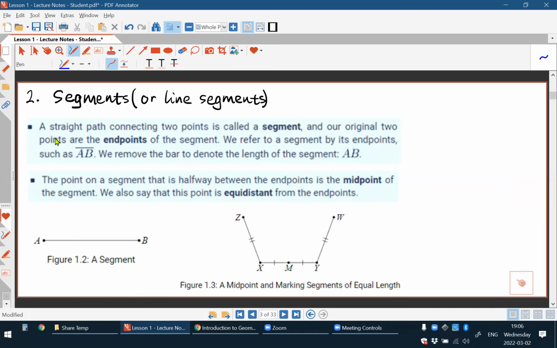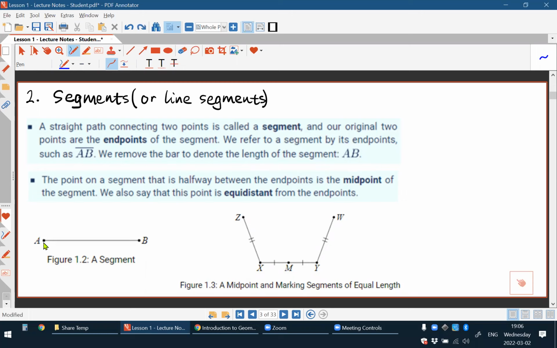Next is the segments, or sometimes they are also called line segments. Okay, first let's see the definition. A straight path connecting 2 points is called a segment, and our original 2 points are the endpoints of the segment. Refer to the segment by its endpoints, such as segment AB. We can put a horizontal line above the 2 letters to denote the line segment. And then we remove the bar to denote the length of the segment. So if there is no bar above the 2 capital letters, when you write just AB, AB denotes the length of the segment. Clear?